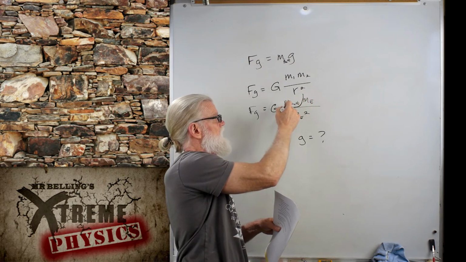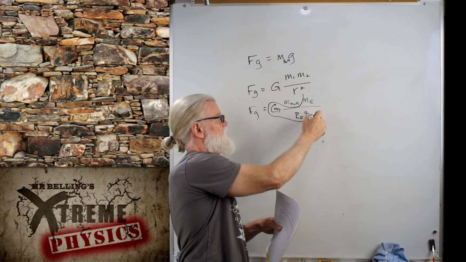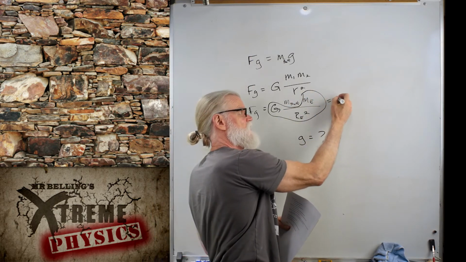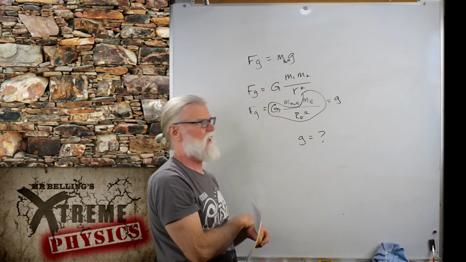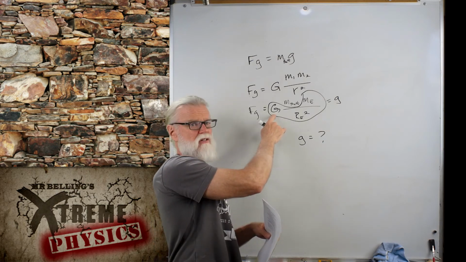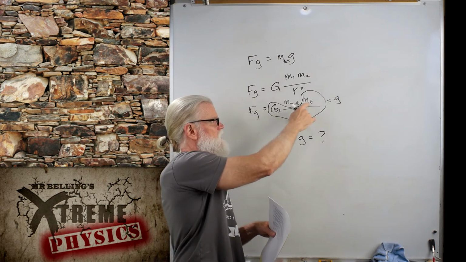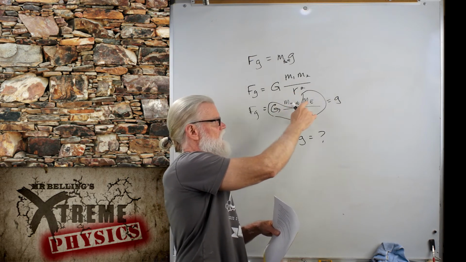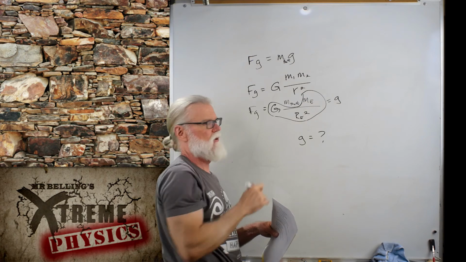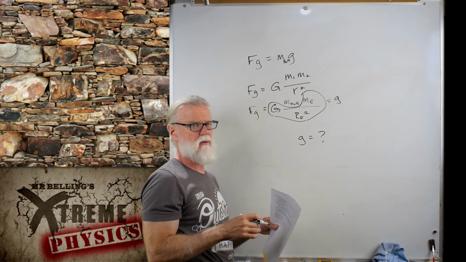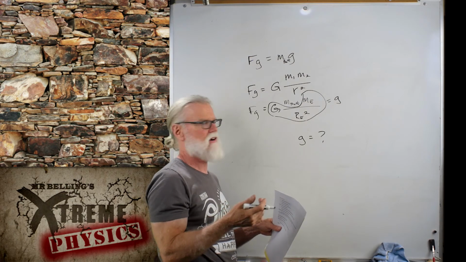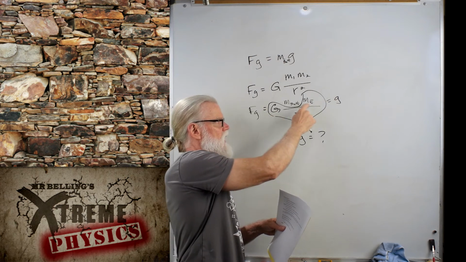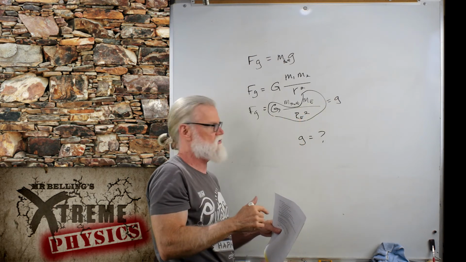Well, this must be g, right there. That equals little g. The gravitational field strength equals the universal gravitation constant times the mass of the Earth divided by the radius of the Earth squared. And that will generally be the case. On the surface of Mars, it would be G, the universal gravitation constant, times the mass of Mars divided by the radius of Mars squared, right?